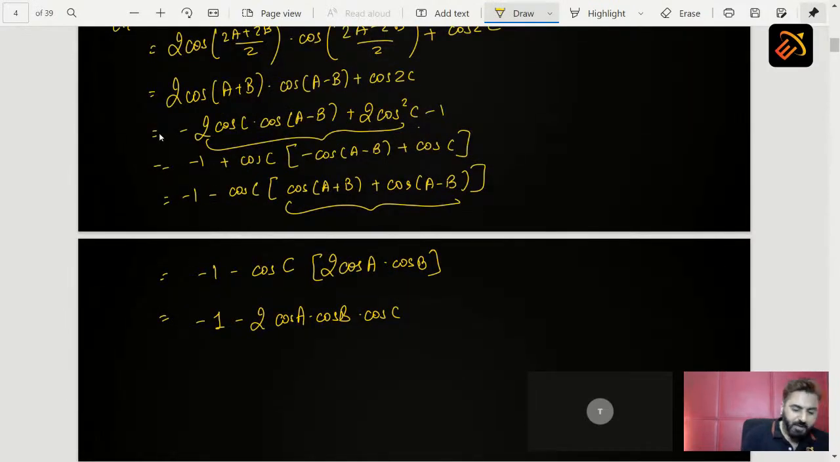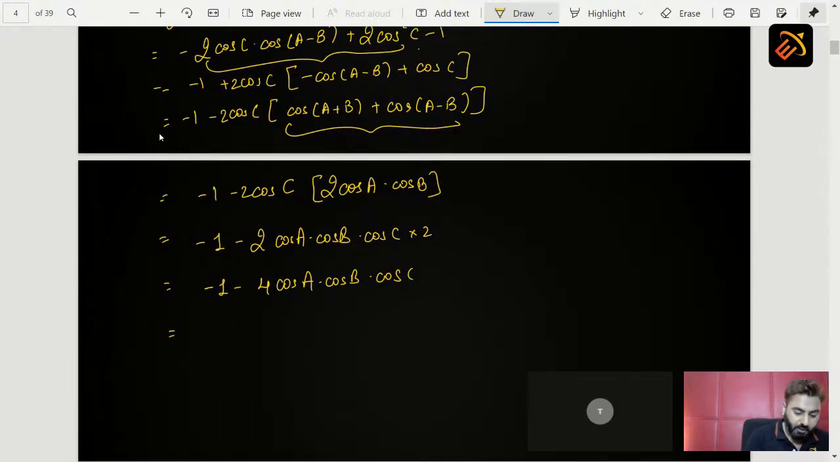Now students, here we are supposed to take 2 common. So this 2 and the previous 2, so here we will get -1 minus 4 cos A into cos B into cos C, which is nothing but your right hand side, hence proved. And this is how we solve our sum.